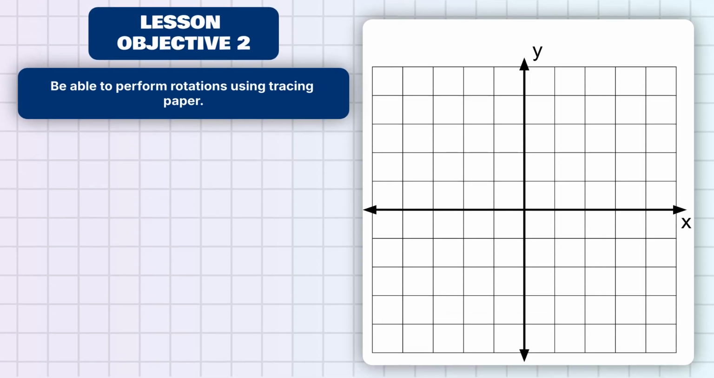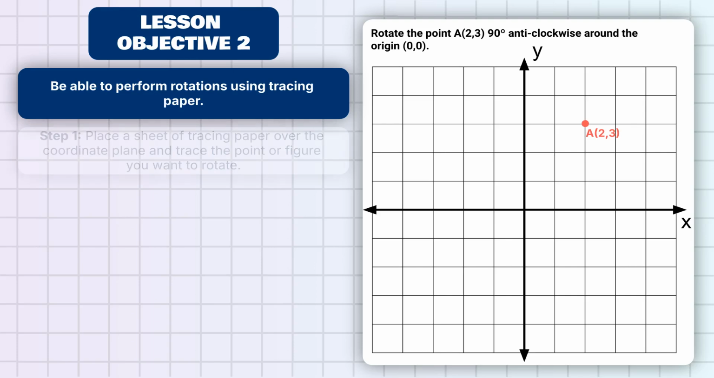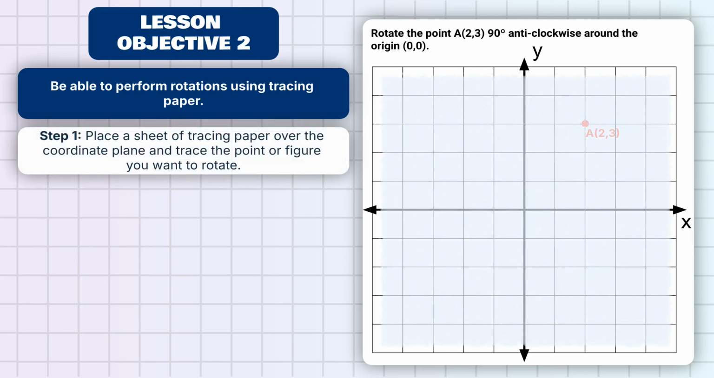Now we know what rotation is, let's turn to how we can perform rotations with tracing paper. We will look at this through an example. Suppose we have been asked to rotate the point A by 90 degrees anti-clockwise around the origin. The procedure for performing rotations using tracing paper is as follows. For step 1, place a sheet of tracing paper over the coordinate plane. Trace the point or figure you want to rotate.